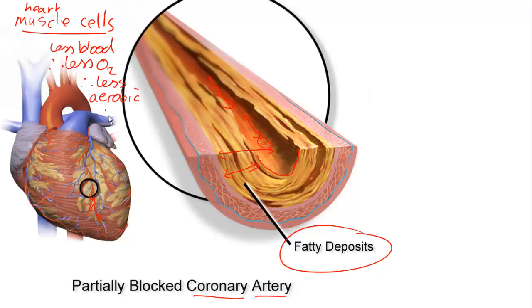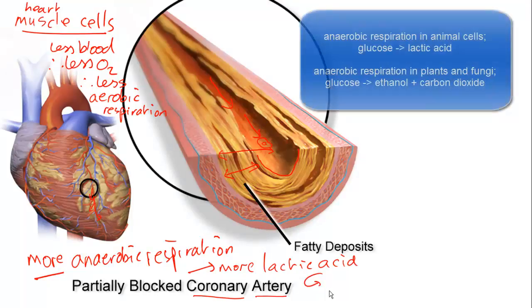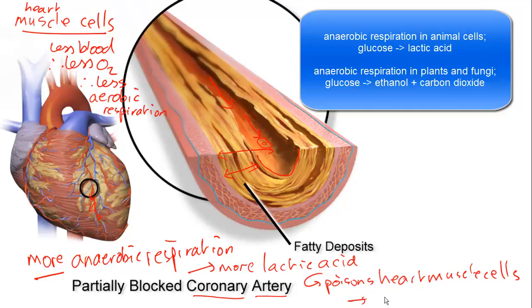aerobic respiration. And of course, if you can't do enough aerobic respiration, they will start doing more anaerobic respiration. And because you have more anaerobic respiration, you get more lactic acid. That, of course, is an acid, and that poisons heart muscle cells, and that leads to a heart attack.